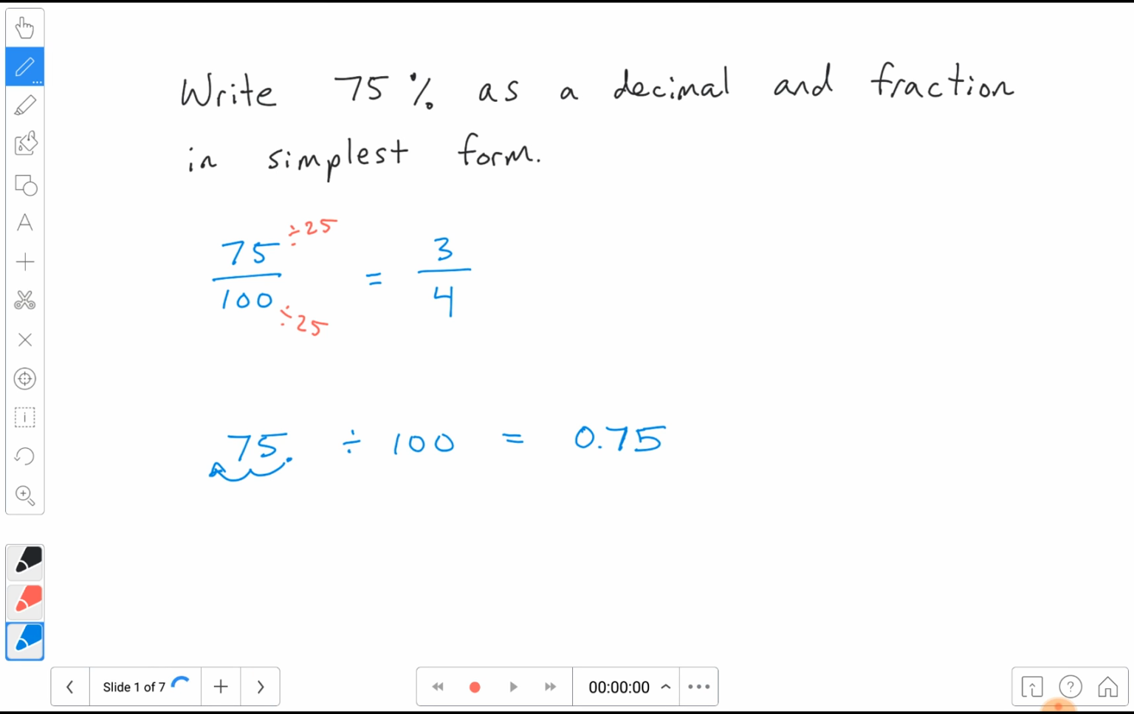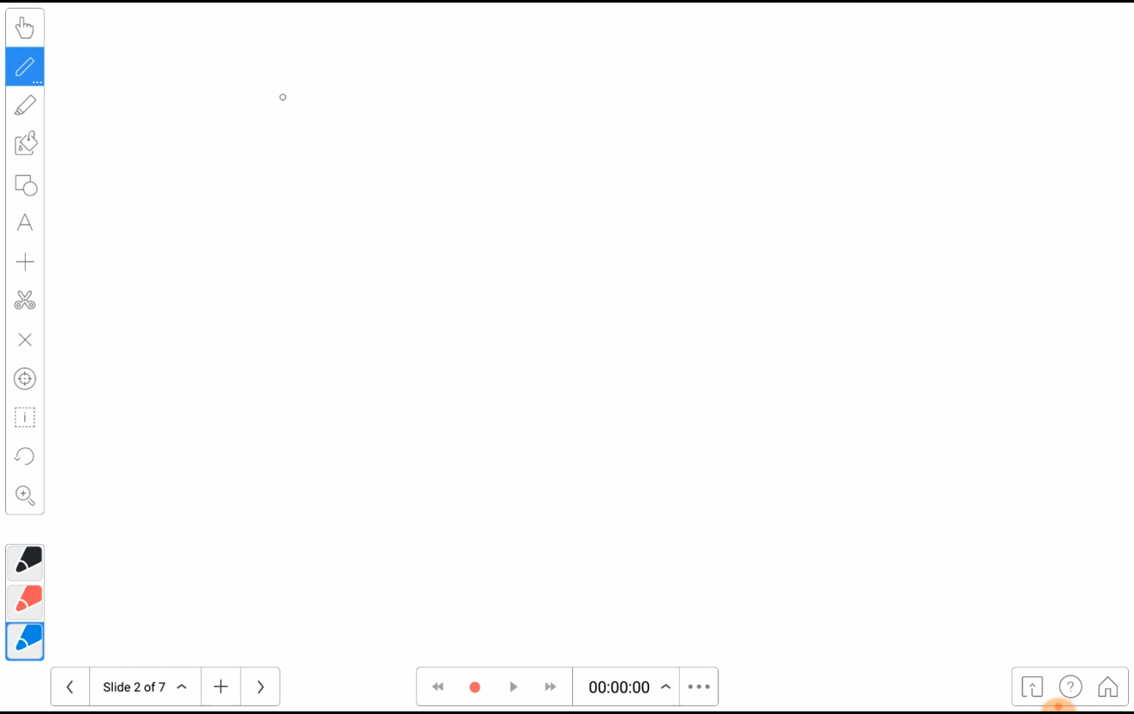Let's do the same thing with a different percentage. Let's take 32%. We're going to write that out as a fraction and a decimal. So that's 32 over 100. And we can divide each of these by 4. We can divide 32 by 4, and we can divide 100 by 4, so we can write this in its simplest form. 32 divided by 4 is 8, and 100 divided by 4 is 25. So 8 over 25 is a fraction that represents 32%.